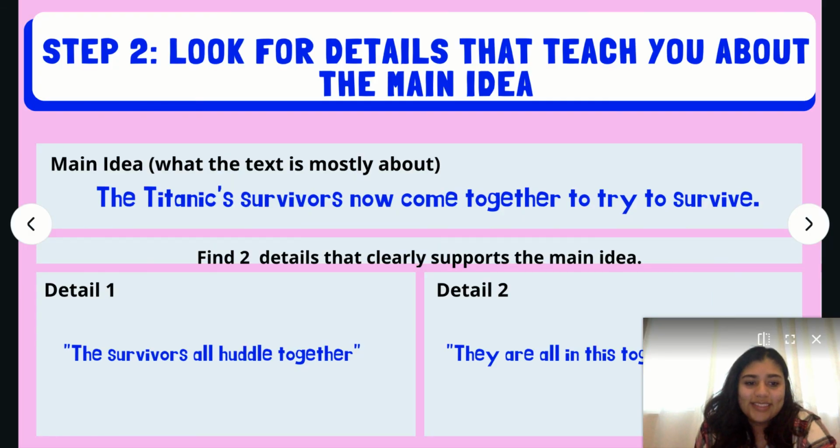Let's see. Oh, I did not mean to make myself big. Sorry, my friends. I am really struggling today, but let's take a look at the details.